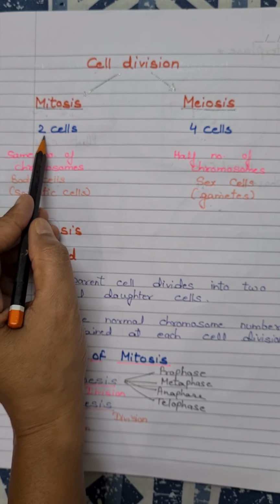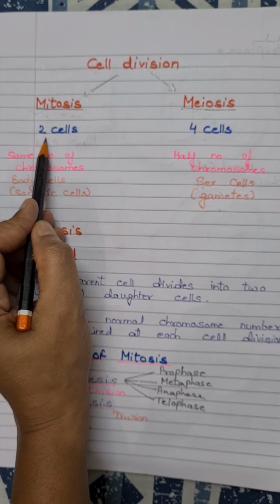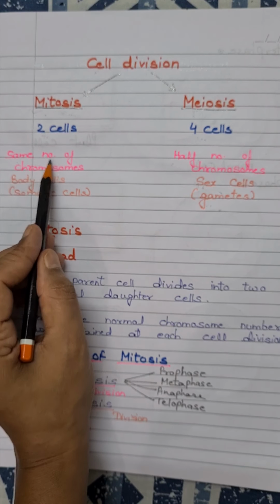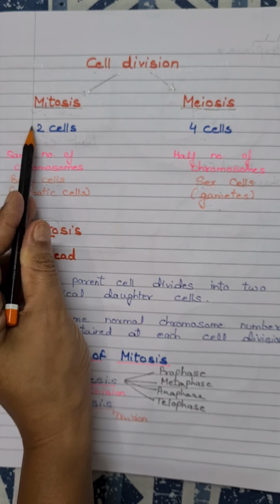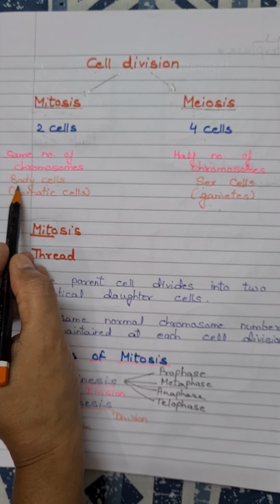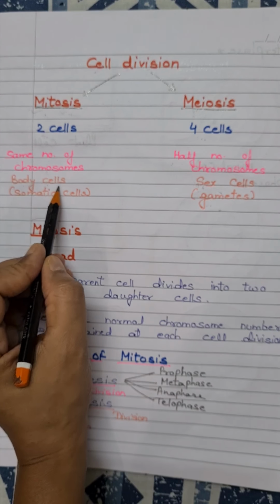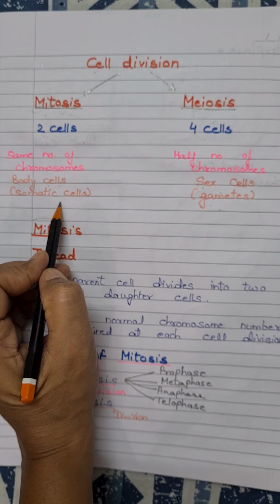Mitosis is a cell division in which one parent cell divides into two daughter cells with the same number of chromosomes as present in the parent cell. This type of cell division occurs in body cells. Body cells means somatic cells.